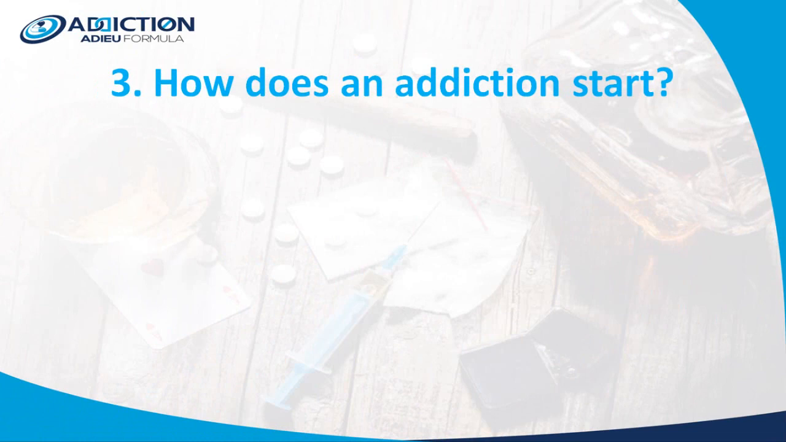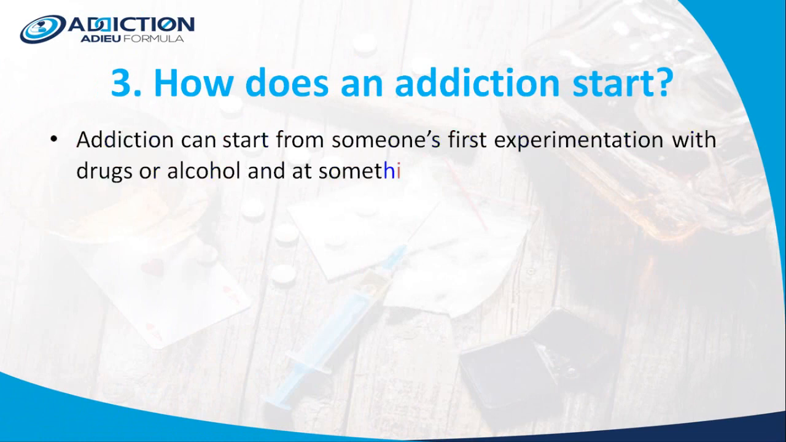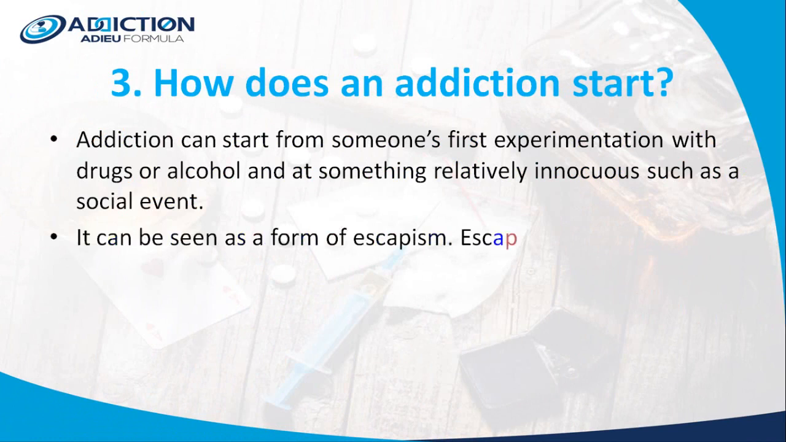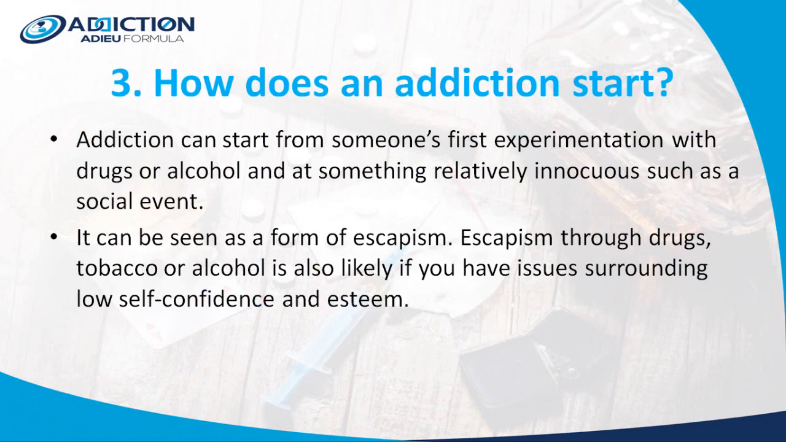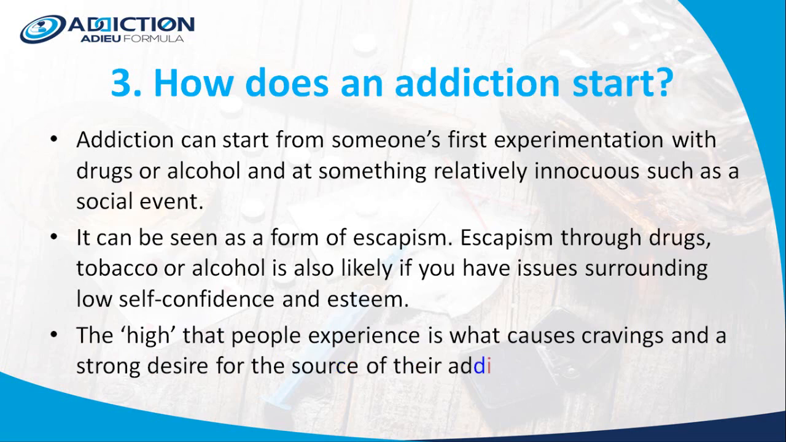Number 3. How does an addiction start? Addiction can start from someone's first experimentation with drugs or alcohol, and it's something relatively innocuous, such as a social event. It can be seen as a form of escapism. Escapism through drugs, tobacco, or alcohol is also likely if you have an issue surrounding low self-confidence and esteem. The high that people experience is what causes cravings and a strong desire for the source of their addiction.